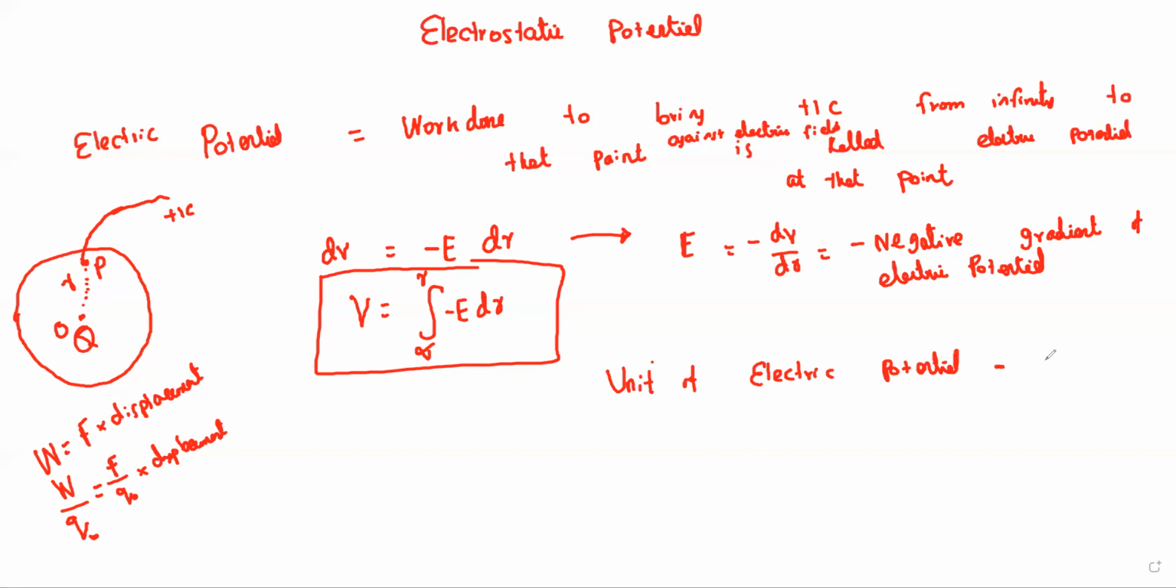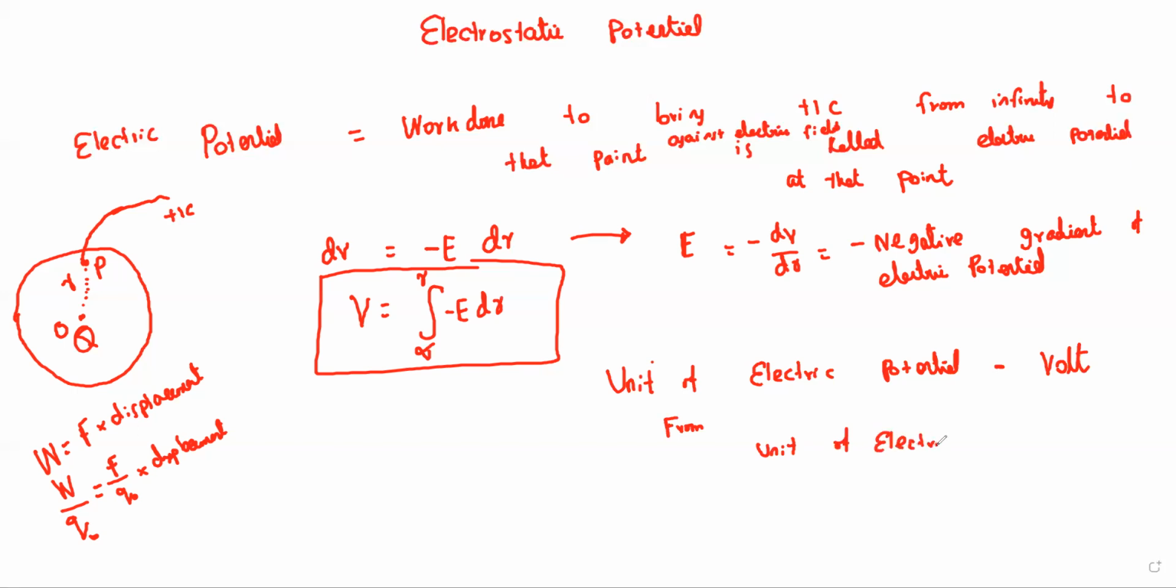What's the unit of electric potential? It is volt. I am speaking about the electric potential unit. It is simply volt. Okay, so from this, we can decide the unit of electric field intensity.